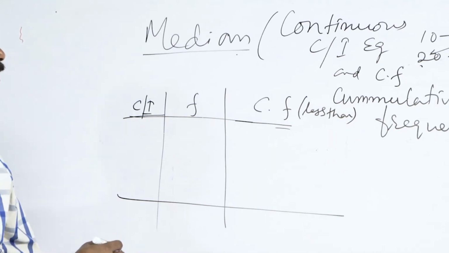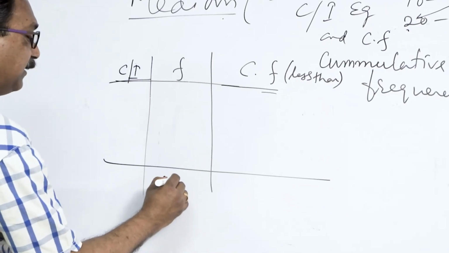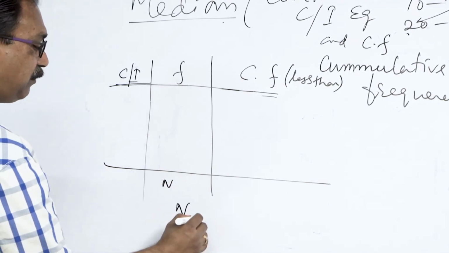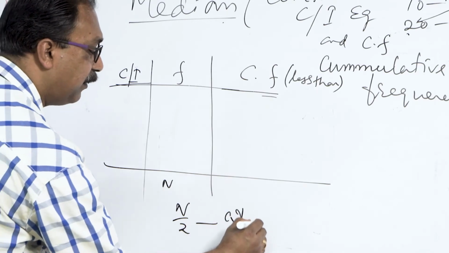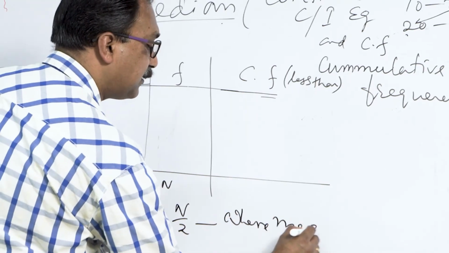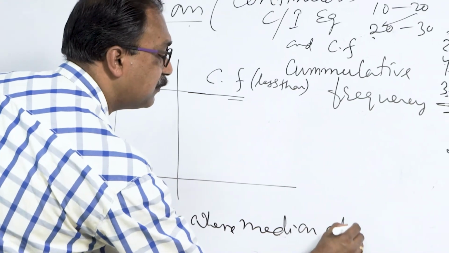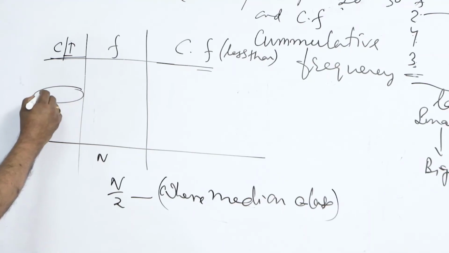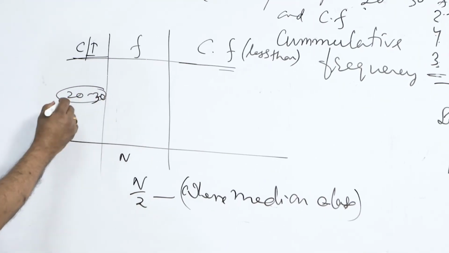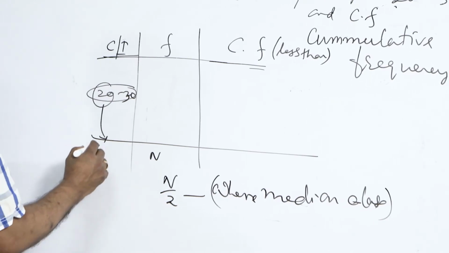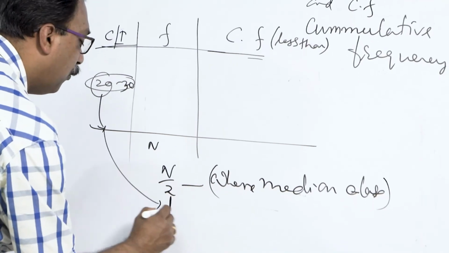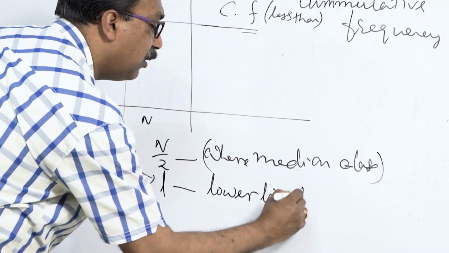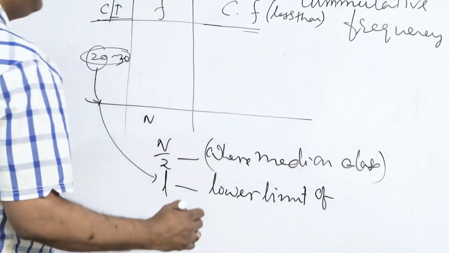You have to find the median class first. Suppose the total frequency is n. Suppose n is 50. So you have to find n by 2, where the median class falls on. Suppose the median class is here, say 20 to 30, like that. So you have to take its lower limit L. You have to take L for the lower limit of the median class.